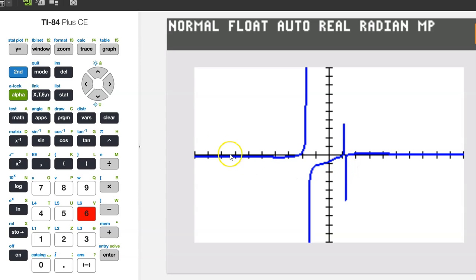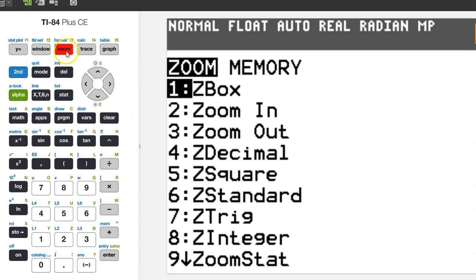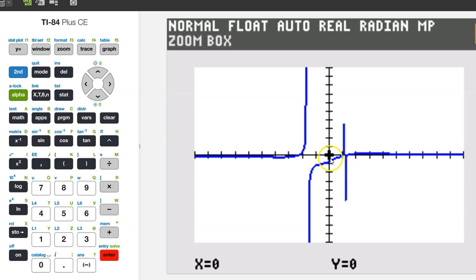What would be fun is zoom box. Let's check that out. Zoom box, that's zoom 1. Try it. Move your pointer to the upper left-hand corner of your area of interest. So I'm going to move it to about here, and hit enter. Now move your pointer to the lower right-hand corner of your area of interest.